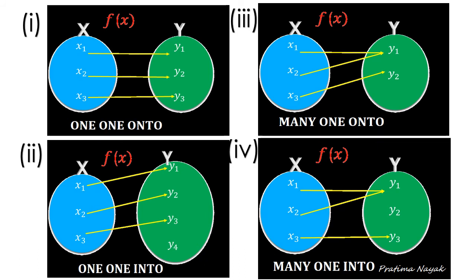Now coming to the last one, two elements have the same image, so it is many-one, and if you see that Y has an element left which has no pre-image in X, so it is many-one into. So functions can be written as one-one onto, one-one into, many-one onto, and many-one into.